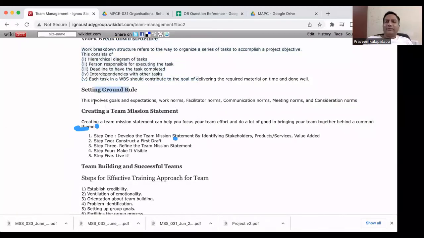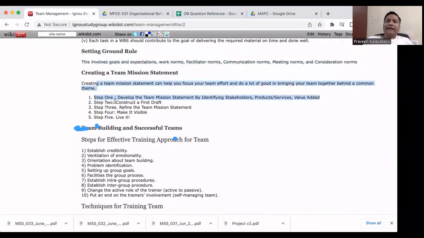Setting the ground rule. You need to have norms set so that people really follow them within the team. And create the mission statement for the team. There are 5 steps required to define the mission statement. First of all, identify who is going to define this mission statement for the team. Then you construct the first draft, refine the draft, make it visible. Now communicate to all of them, make it very, very visible and live with it. Make sure that it is actually followed. So that is exactly what creating the mission statement is.